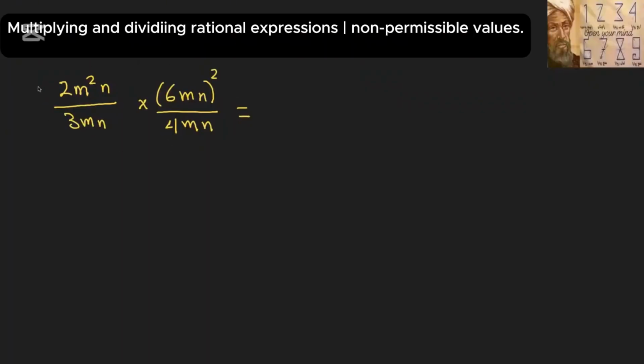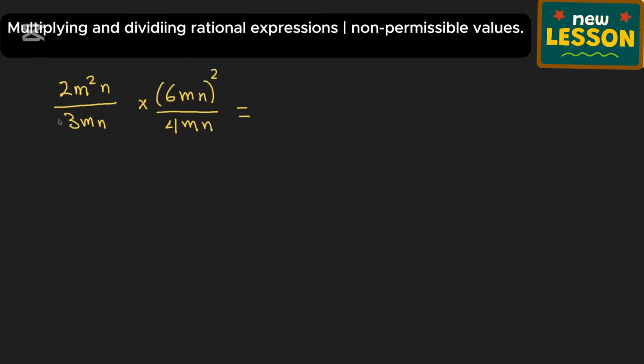So here is the first question for multiplying rational expressions. These rational expressions basically have a monomial over a monomial, and the same here. Monomial just means one term because you don't see any plus or minuses in between. So let's find the non-permissible values. I'm just going to call them NPM for non-permissible values. And here M cannot equal 0, and N cannot equal 0.